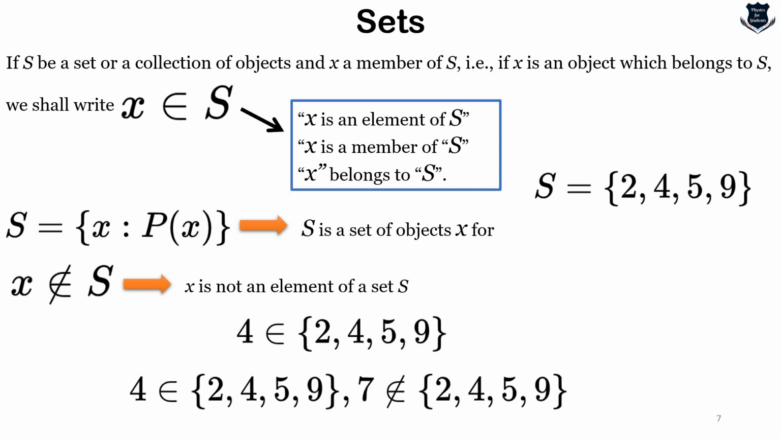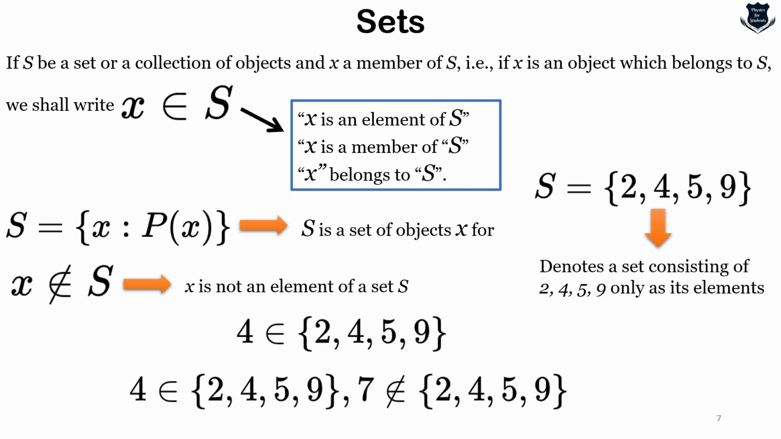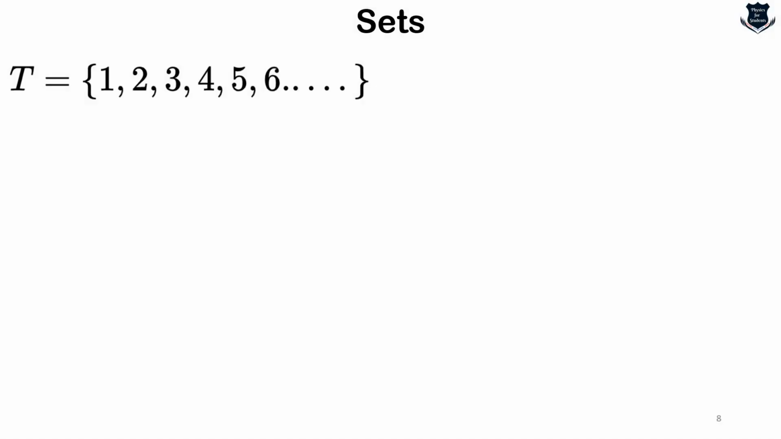So if you take, obviously, S equals {2, 4, 5, 9}, then it denotes a set consisting of 2, 4, 5, 9 only as its elements. I should have mentioned, this is what we call a finite set. Now we can also represent something like this, {1, 2, 3, 4, 5, 6, ...} with certain dots, and these dots actually mean "and so on", right? So here T consists of the set of natural numbers.